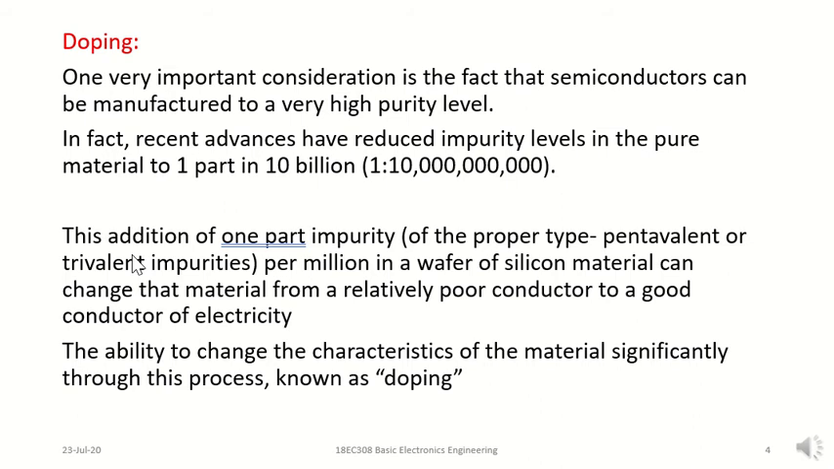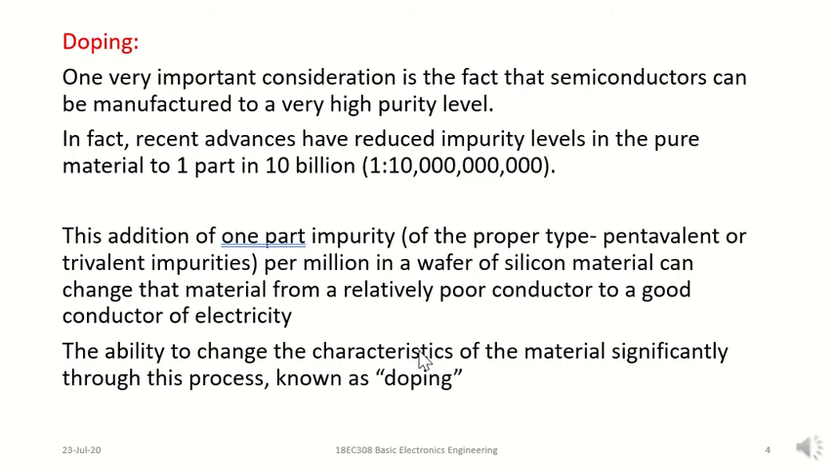For some applications, we cannot use a pure semiconductor, right? So if you want to fabricate any electronic devices, you have to add an impurity externally. This addition of one part impurity of the proper type, like pentavalent or trivalent, which we'll see in the coming slides, per million wafer of silicon material can change that material from a relatively poor conductor to a good conductor of electricity. If you are adding one part per billion, what happens? A semiconductor in its pure form is a poor conductor, but it will improve its conductivity.